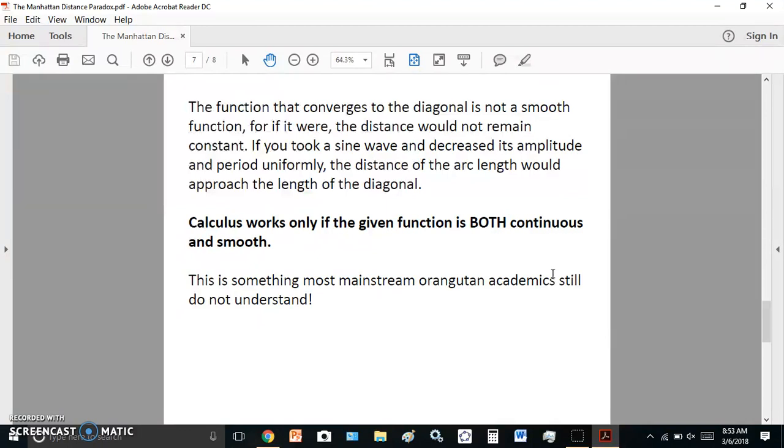If you took a sine wave and you decreased its amplitude and period uniformly, the distance of the arc length would approach the length of the diagonal. Pay attention to the next statement, because every mainstream academic I've ever met doesn't know this fact. Calculus works if and only if the given function is both continuous and smooth. Okay, so that sawtooth function that you saw earlier on that Kenny pointed to does not have the same properties as a continuous and smooth function. And the methods of calculus are designed to work only on continuous and smooth functions. And this is something that most mainstream orangutans do not understand.